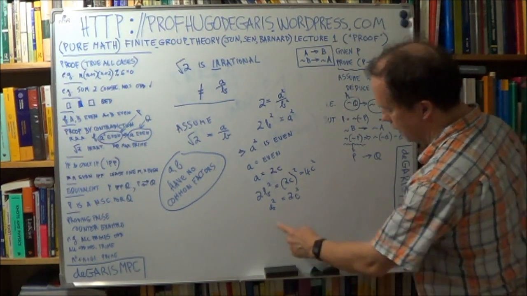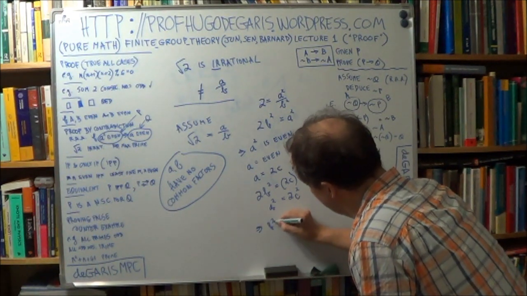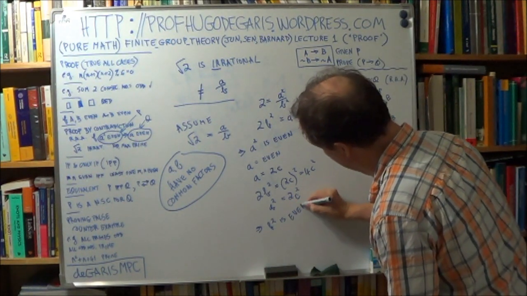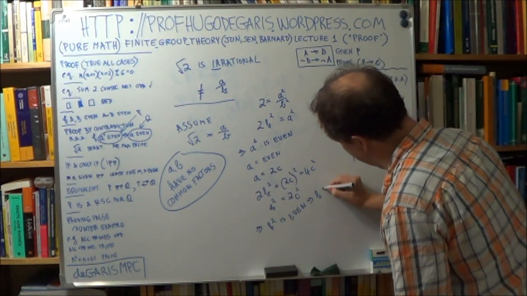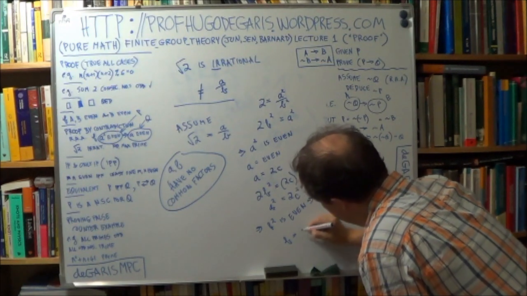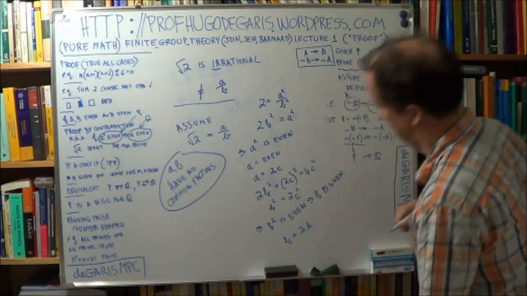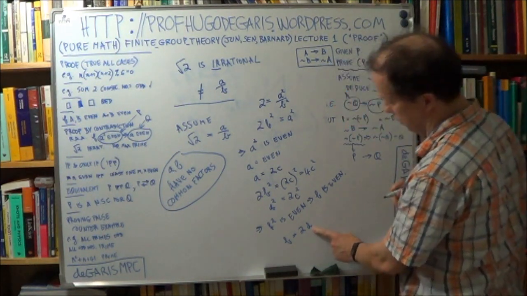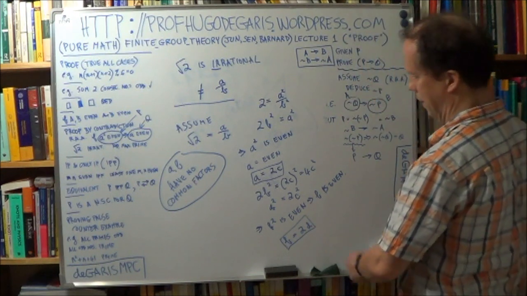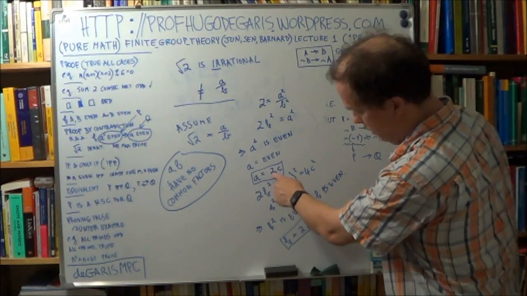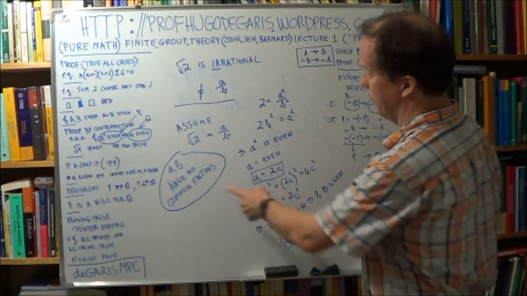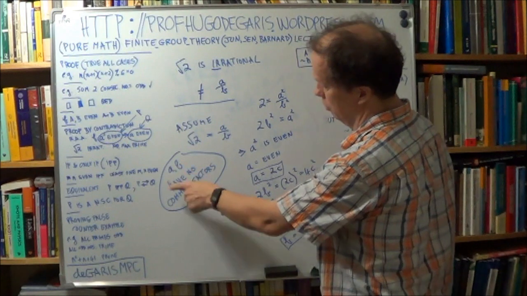Follow that? Okay. So that implies B squared is even, because this is even. And that implies, with just the same logic, B is even. So therefore you can write B in the following form: B is 2D, where D is an integer. Now look, we've just shown that A is even and B is even. So A has a common factor of 2 and B has a common factor of 2. So they both have a common factor, namely 2. That contradicts this, because we assumed that it has no common factors.